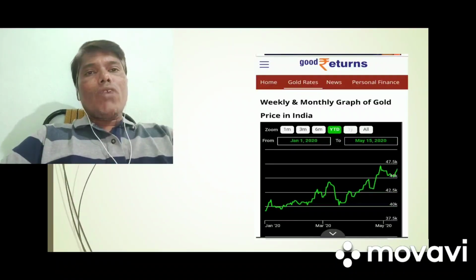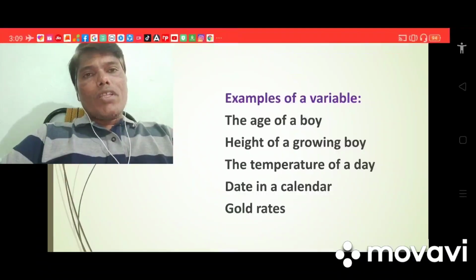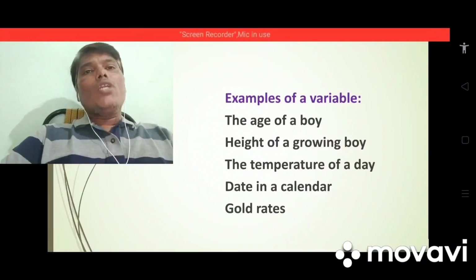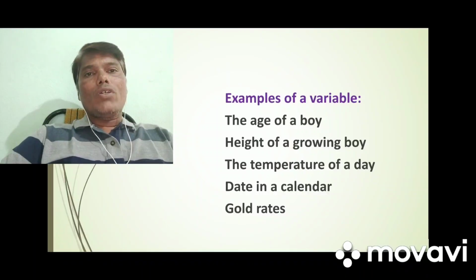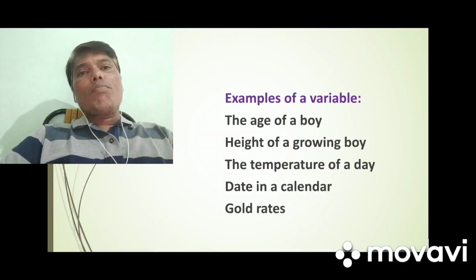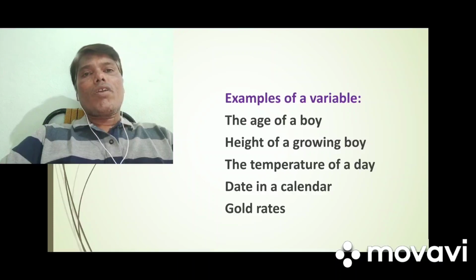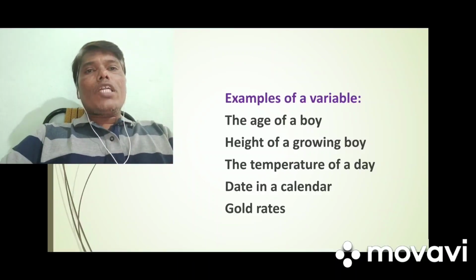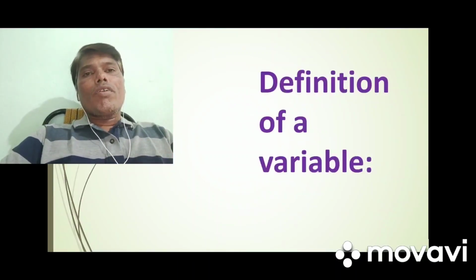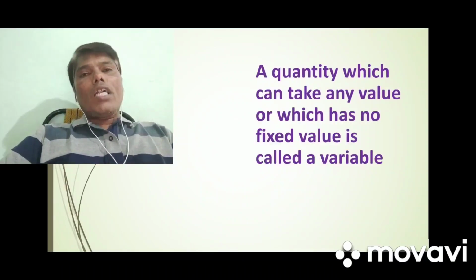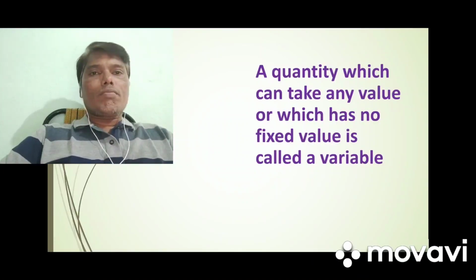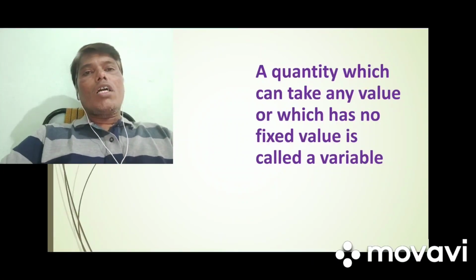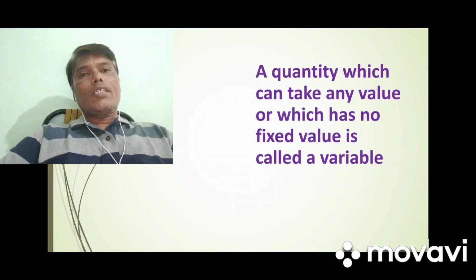Okay. So far we discussed quantities whose values are not fixed, or which can take any value. These are all examples of a variable. Okay. So what is the definition of a variable? A variable is a quantity which can take any value or whose value is not fixed. Such quantities are called variables. Right.